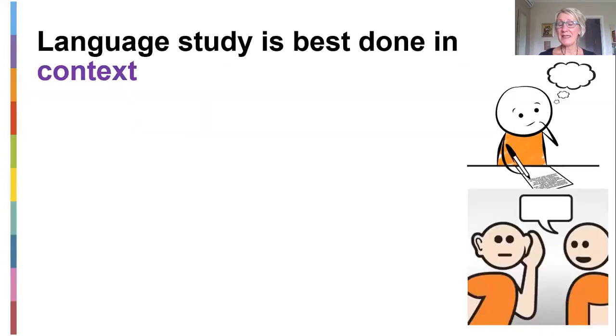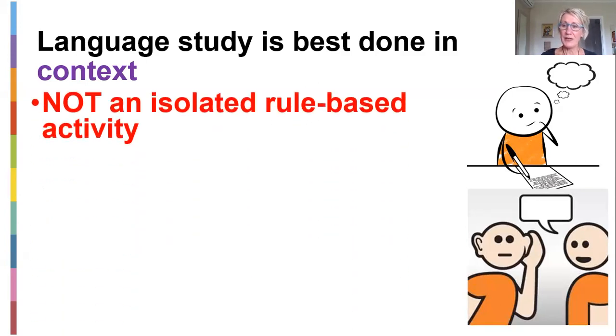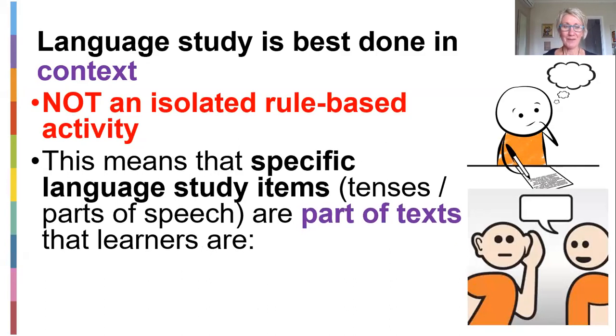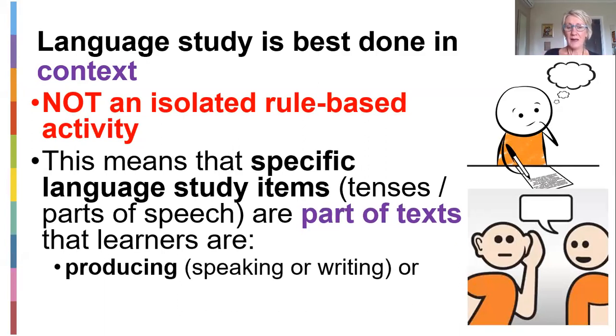So language study is best done in context, the context of the reading, the context of the genre, the context of digital literacy. What context are you using? It's not an isolated, rule-based activity where you have to know the rule of concord and tense. This means that your specific language items, whether parts of speech or tenses, must be done in the context of production, how you speak and how you use it. If I'm writing a report, it should be in the past tense. If I'm writing conclusions, it should be in the present tense.